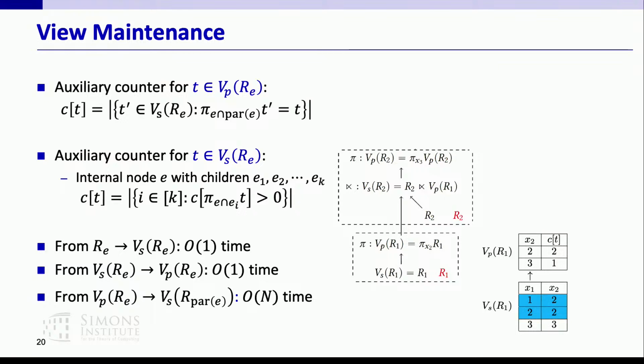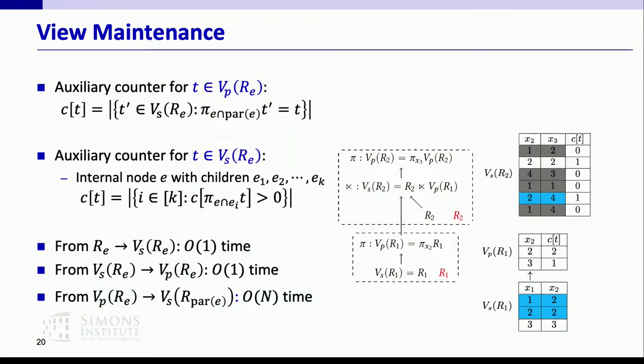For this 2, there are 2 tuples, so we just store 2 here, and there is 1 tuple with value 3 here, so we just store 1 here. It's quite simple, just counting. And then we have the counter for the semi-join view.